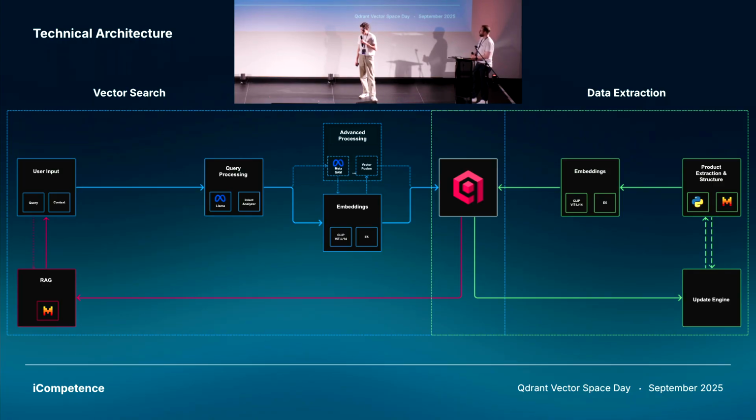All these embeddings are then stored within Qdrant collections, and an update engine keeps all the product data up to date, as an example, product availabilities. Then on the left side, we have the vector search pipeline, which is triggered by a user query, who's also adding his context. And then we're using a small Llama model because of efficiency, and it's even faster, and the task is not that complicated.